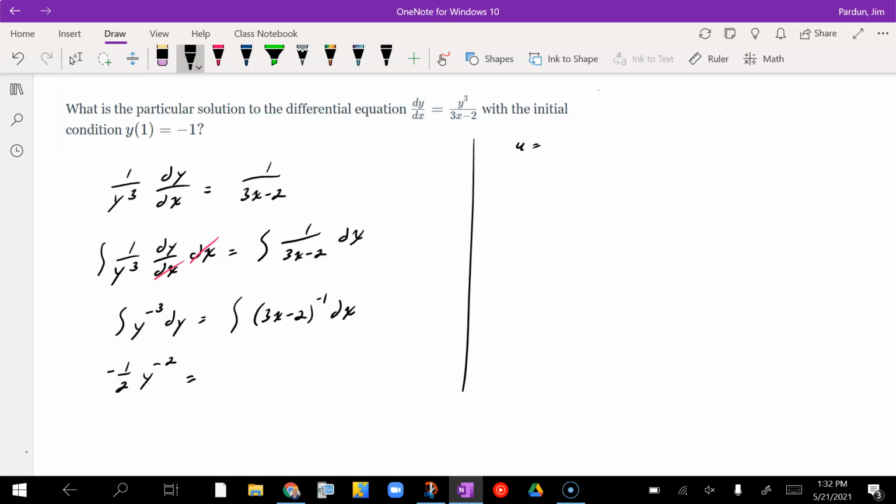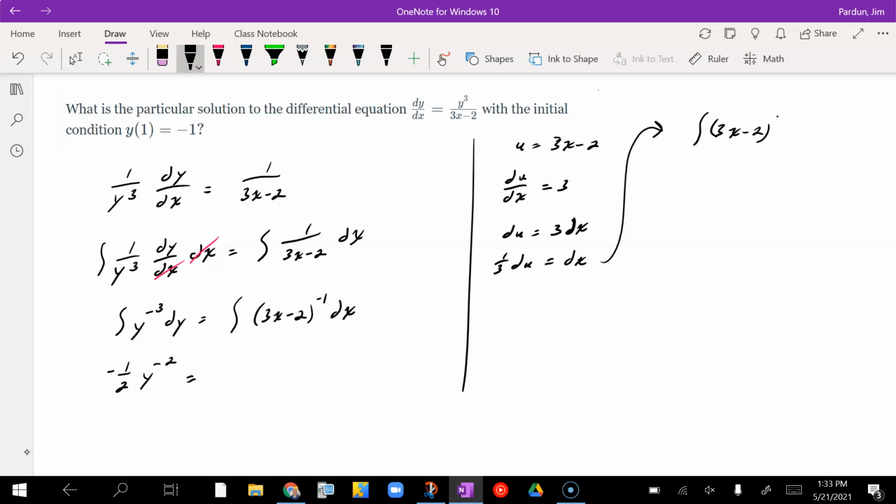It's like scratch work. So we're going to let u equal 3x minus 2. We're going to let du dx equal 3. du equals 3 dx. And of course, then dx is going to be 1/3 du. So when I go to substitute in, I get 3x minus 2 to the negative 1 dx is now going to get written as u to the negative 1. And this dx right here gets replaced with 1/3 du.